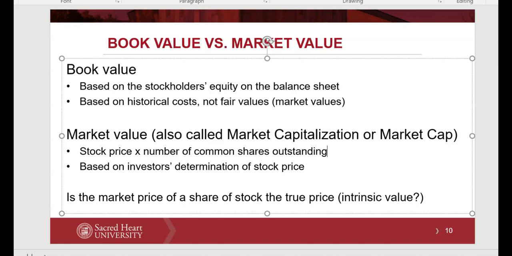And it's based on investors' determination or expectation of stock price. The question is, the market price of a share of stock, is that the true price? What is the true price? Well, if we could ask a God, the all-knowing, somebody who has all the information, what should the market price be? We would call that the intrinsic value, the correct price if we had all the information, and of course nobody does. So we don't know for sure that the market price is a proper measure of the value of a company, but oftentimes as we go through our analysis, we're going to make the assumption that in many cases it is.